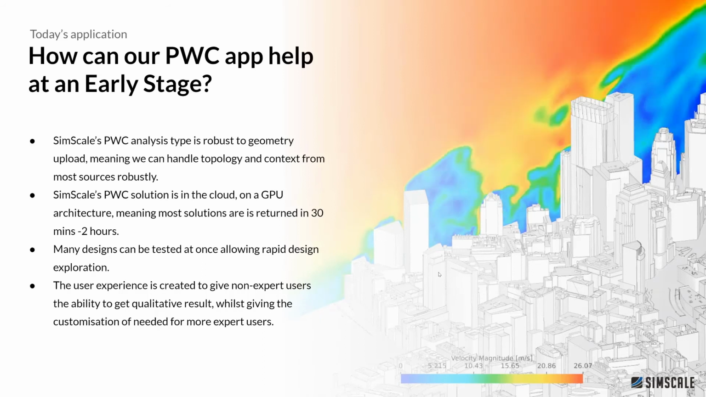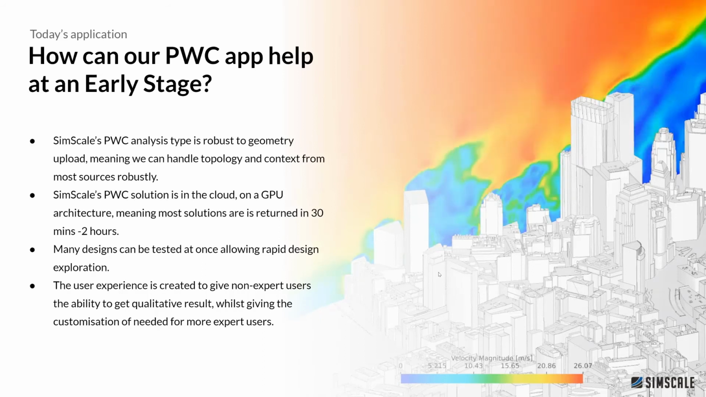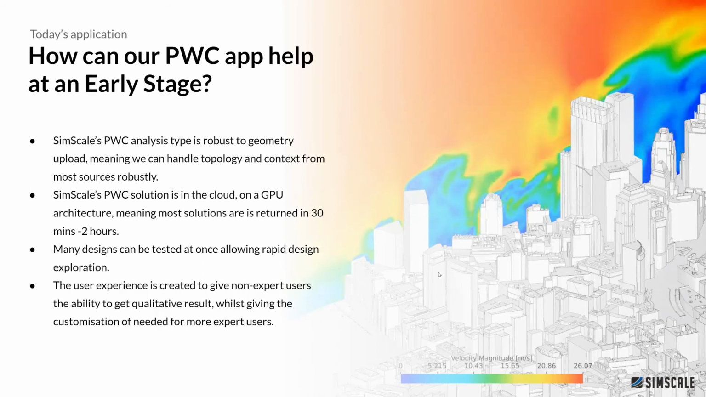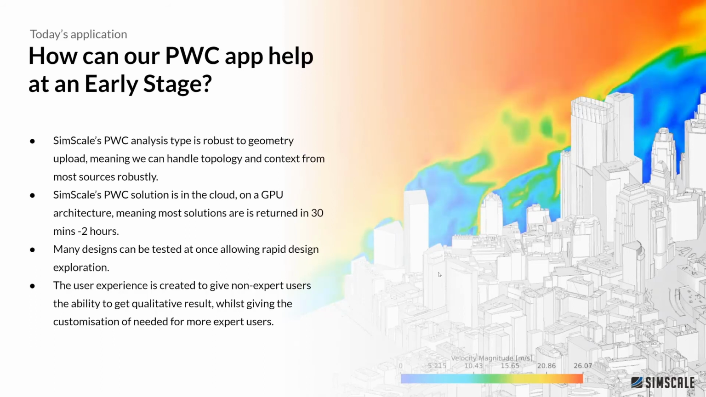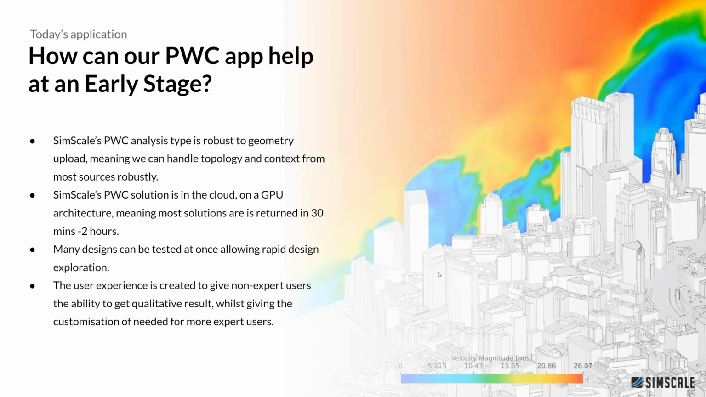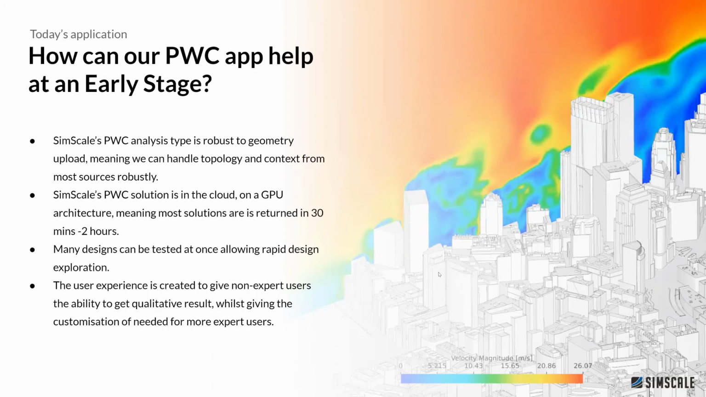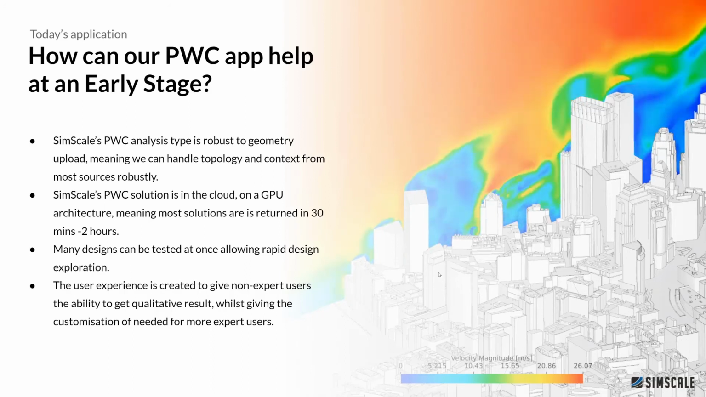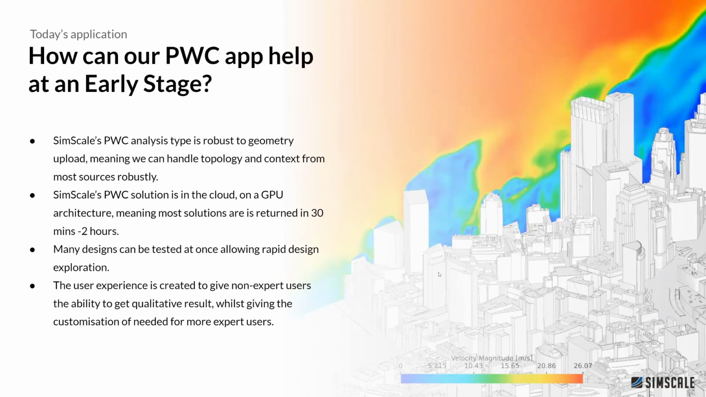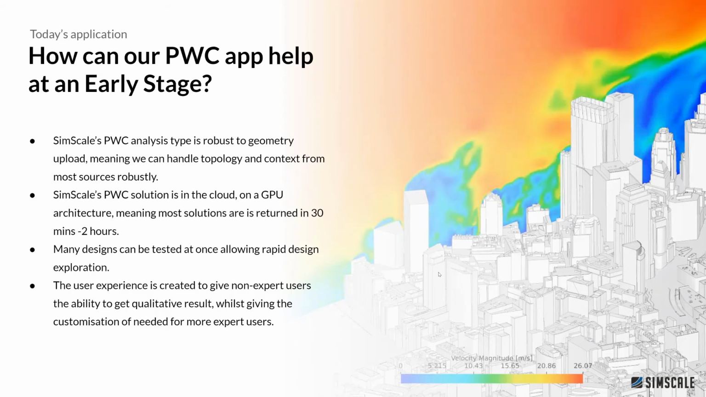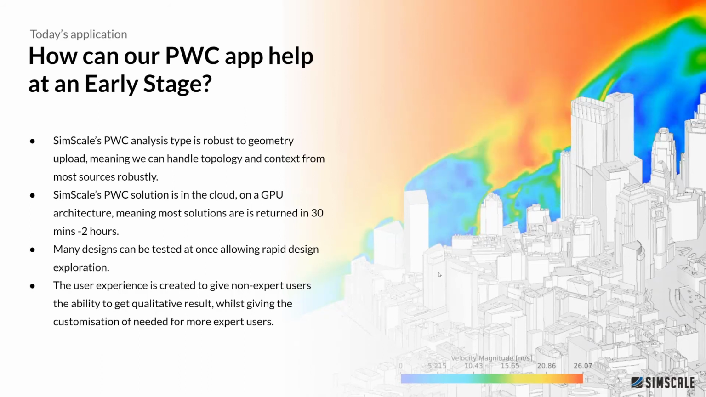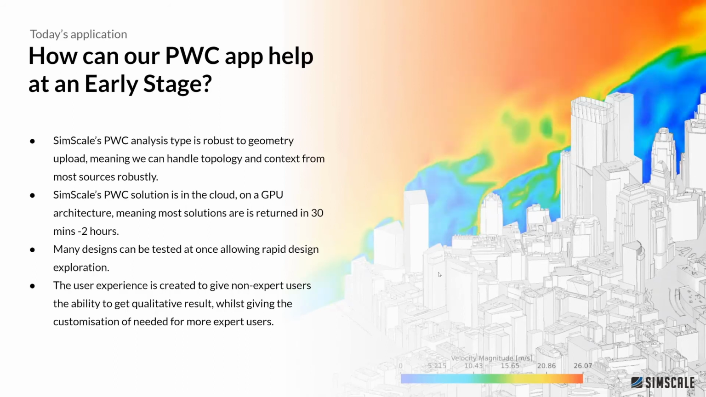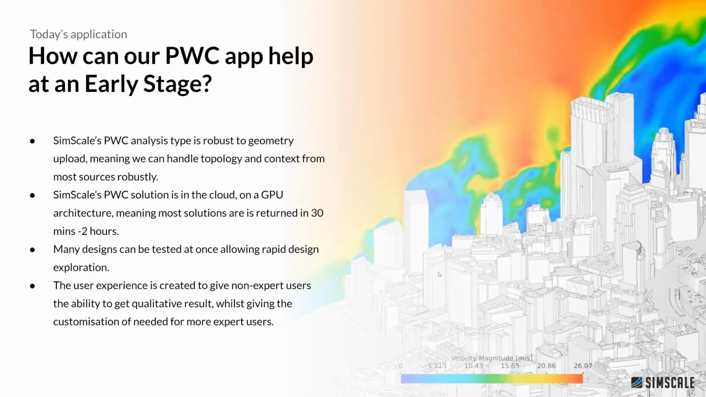SimScale's PWC solution runs in the cloud. This inherently means that we can run many wind directions in parallel, speeding up that process, but also our pedestrian wind comfort solution is on a GPU architecture from Pacefish. Now this means that most solutions are returned within 30 minutes to 2 hours, which is incredibly fast for this kind of simulation. When I say this kind of simulation, it's a high fidelity transient simulation using the Lattice Boltzmann method.